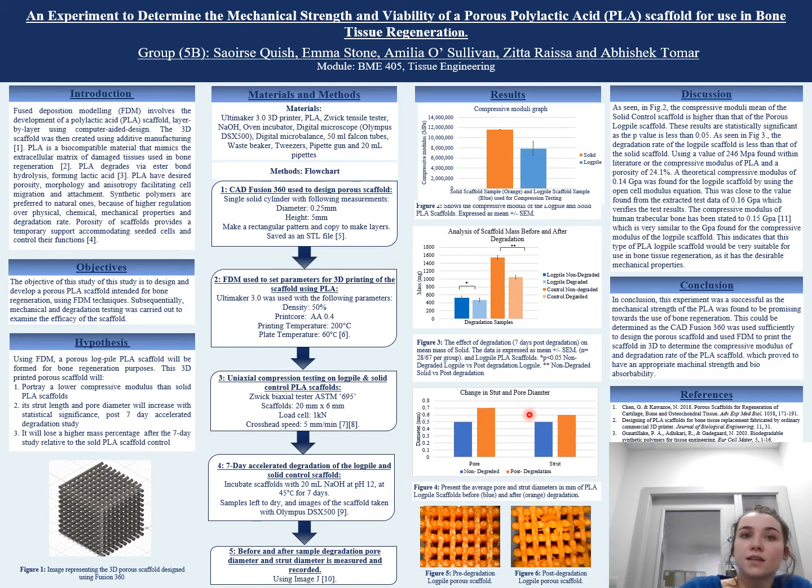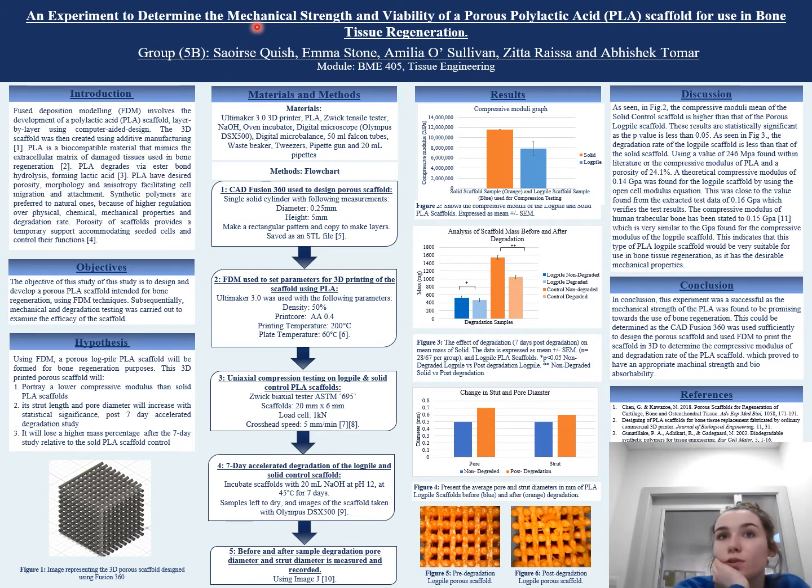Finally, the change in average pore and strut diameters are compared in figure 4. The blue bars denote the scaffolds before degradation, and orange shows after degradation, for this pore diameter and strut diameter size. Finally, figure 5 and 6 show how the PLA porous scaffold lost less mass than the solid, and therefore is a better material. So here we can see this is the scaffold before degradation and this is the scaffold after degradation.